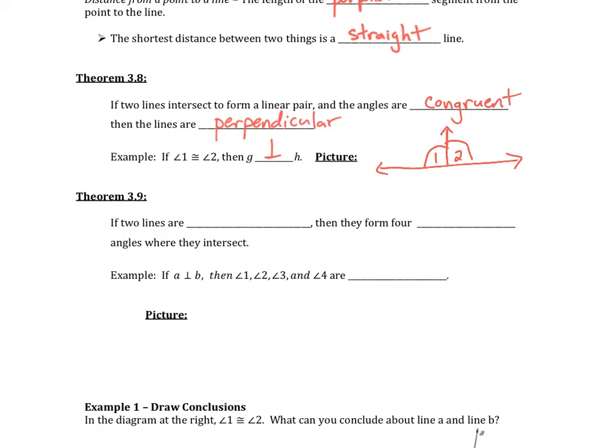And let's call this line G and line H. So line G and line H must be perpendicular to each other if those two angles are congruent. Because if those angles are congruent, they form a line, right? You see how they form this line? Lines add up to 180, so that means each angle would have to be 90 degrees, which would make it perpendicular.